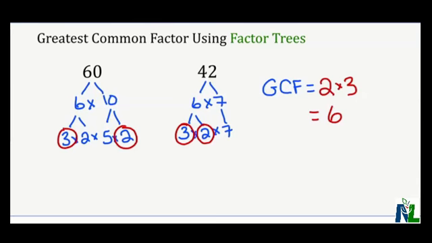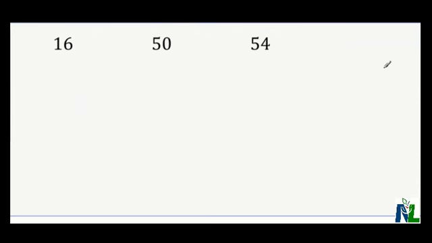Now let's do the same procedure again using 3 numbers. To find the GCF of 3 numbers, we just of course have to do 3 factor trees and are looking for a number that's common between all 3 sets. So I can write 16 as 4 times 4 and break that down again to 2 times 2 and 2 times 2. So that's the prime factorization for 16.